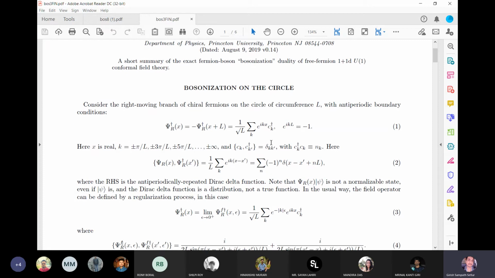Remember that we are living on a circle, so there's a periodic delta function. This is the ordinary Dirac delta function, and this is the anti-periodic Dirac delta function. When you have anti-periodicity, if you take x to x plus L, you get back the same thing with a minus sign. This is how you write the anti-periodic Dirac delta function in terms of the ordinary Dirac delta function. Can you see my cursor highlights? Yes, sir. Okay, good.